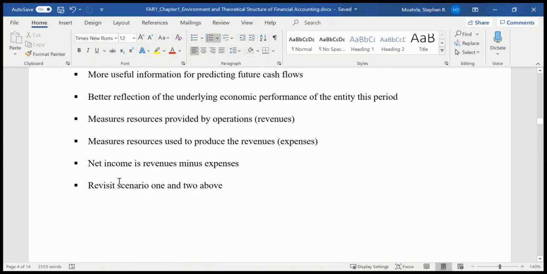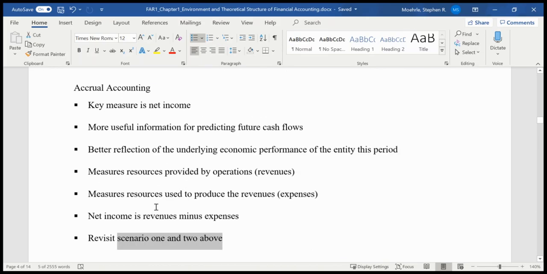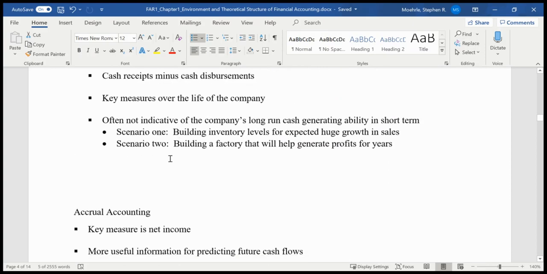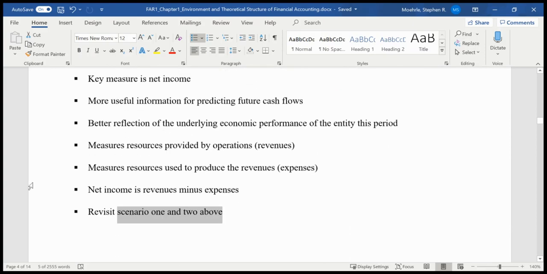Again, let's revisit scenarios 1 and 2 above. When we're building inventory, well, inventory is expensed when those units are sold. Thus, we match the cost of that inventory against the revenues that we generated by selling it, as opposed to the cash outflows that occurred when we bought the inventory. When we buy the inventory under accrual accounting, we set it up as an asset that's going to bring us future benefits.